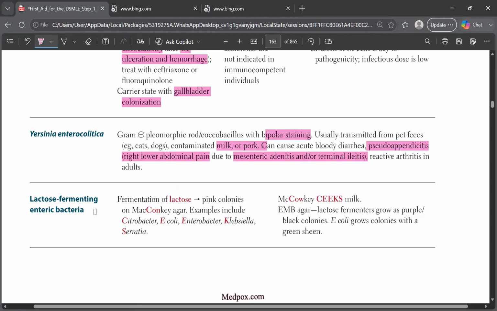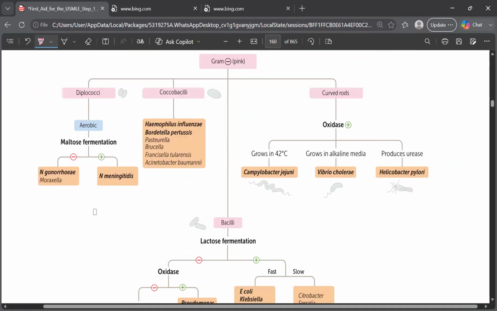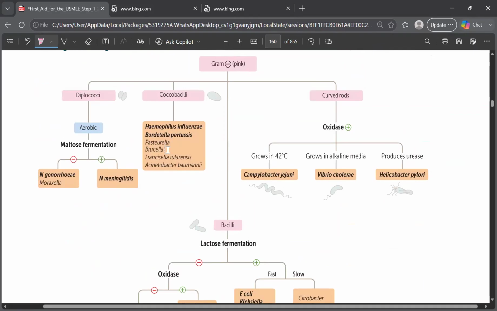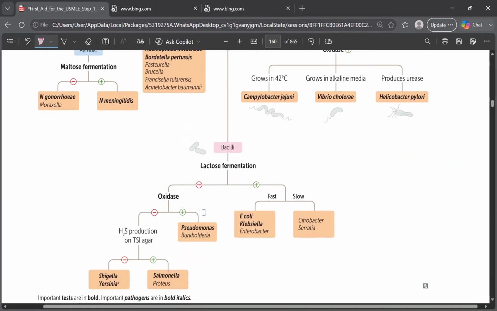Next, we have lactose fermenting enteric bacteria. So all of these bacteria were enteric bacteria, but they were not lactose fermenters. The bacilli that are not lactose fermenters include those that are oxidase positive or negative. Oxidase positive are Pseudomonas and Burkholderia, and oxidase negative are those that produce H2S or those that do not. And this way we've covered all these lactose non-fermenters.